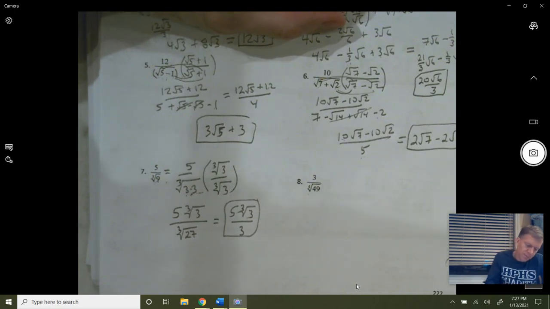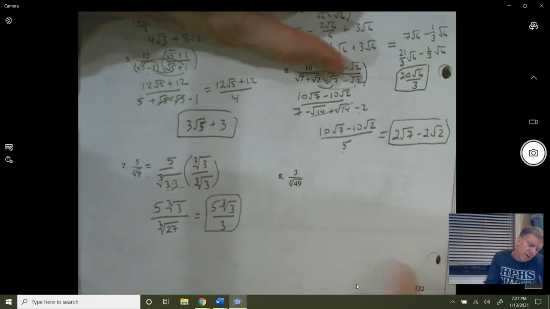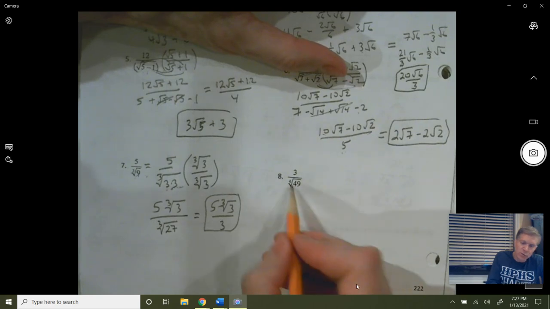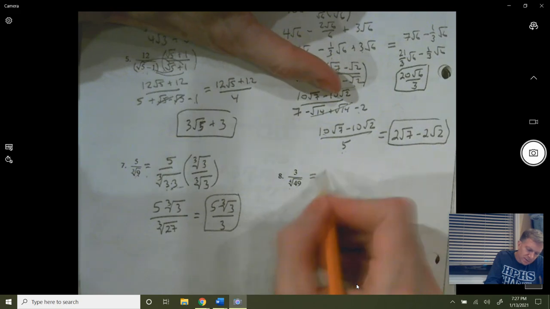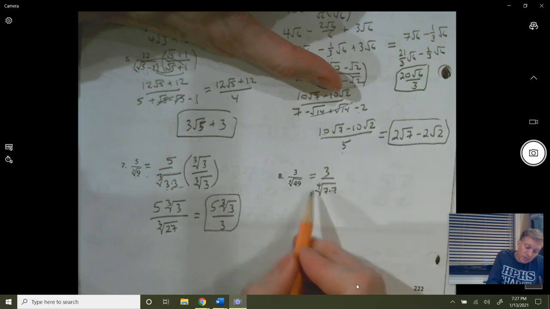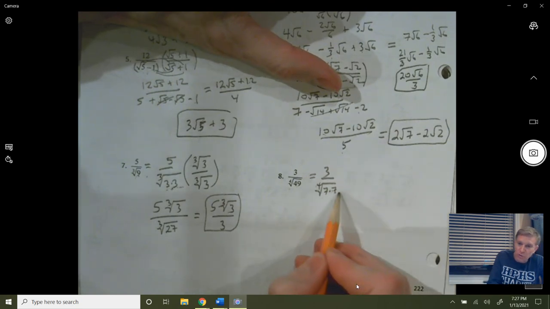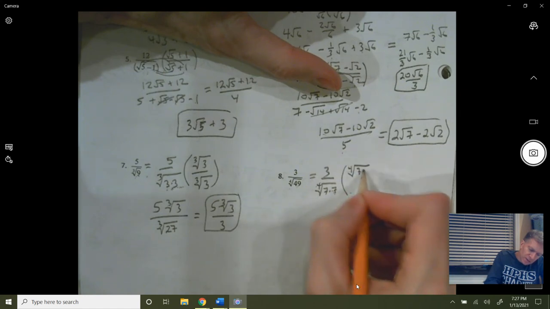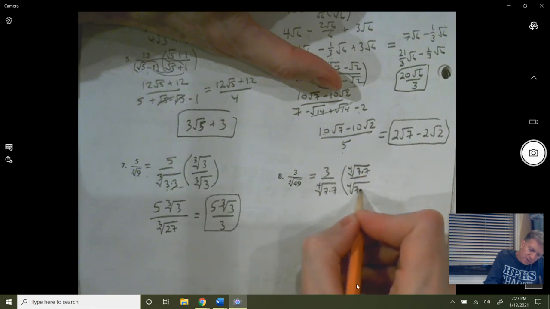Okay. Now this one, there's a couple ways you could do this one, but let's think of it this way. Now, it's a 4th root of 49. You break down 49, 3 over the 4th root of 7 times 7. Now, to get rid of a 4th root, you need a total of 4 of something. How many 7's do you have? You have 2. So you need 2 more. Okay? So that would be the 4th root of 7 times 7, and the 4th root of 7 times 7.